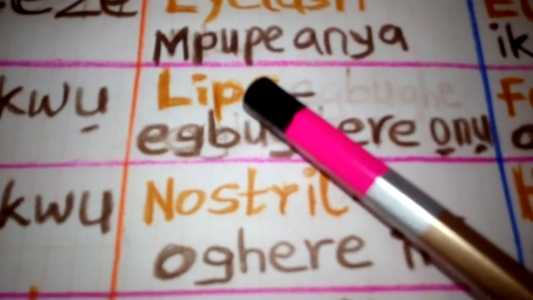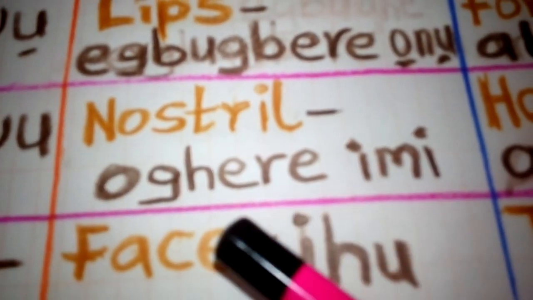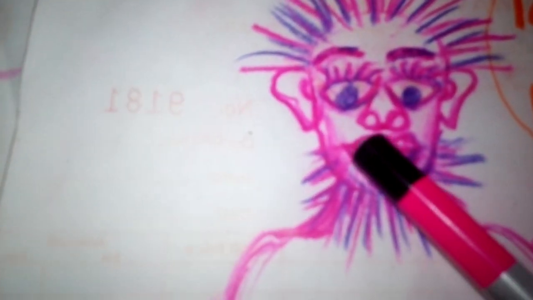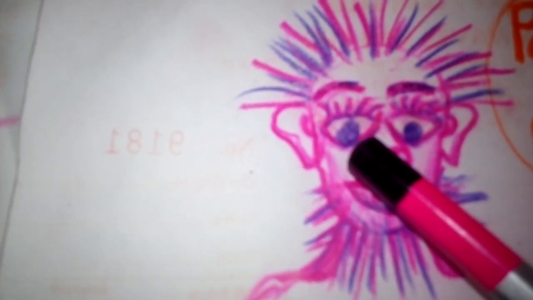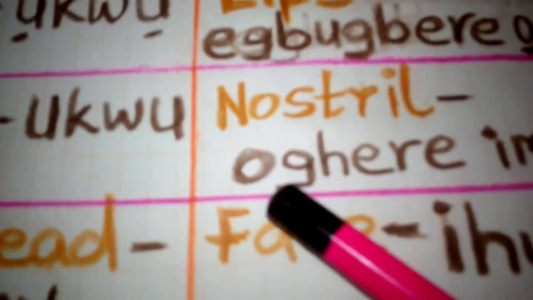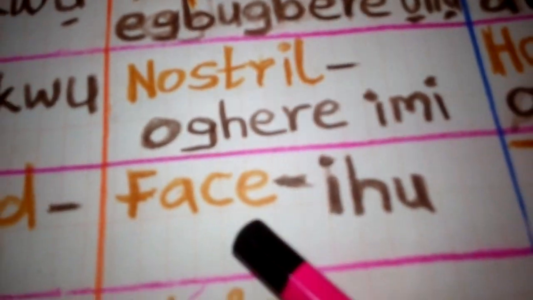Nostril is oghere imi. Oghere imi is this hole, two holes in your nose, where you can put your finger inside. Oghere imi, nostril.